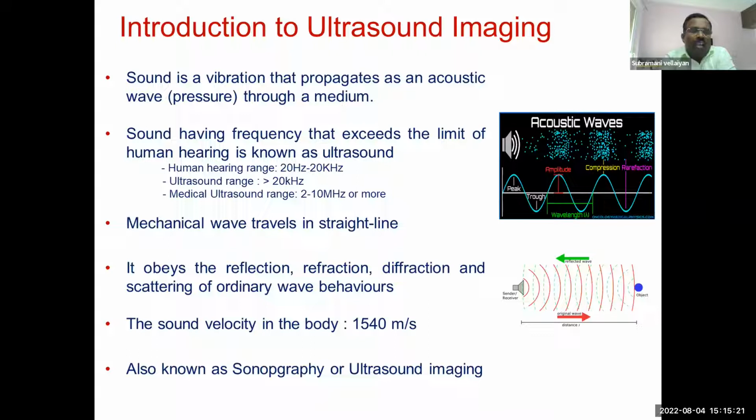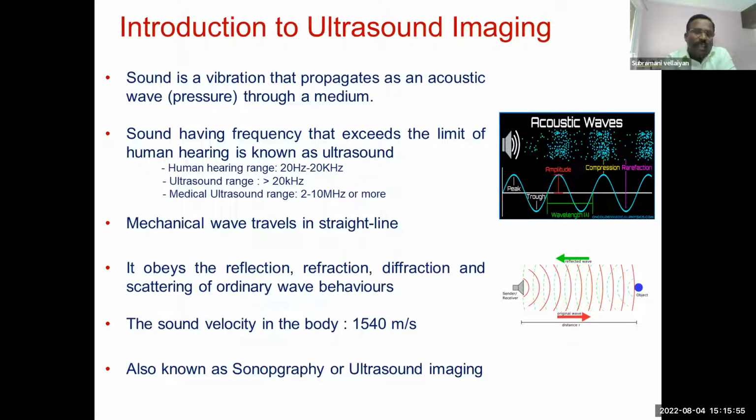Human hearing ranges from 20 hertz to 20 kilohertz. Similarly, ultrasound ranges greater than 20 kilohertz, wherein medical ultrasound ranges from 2 to 10 megahertz or more, depending upon the kind of site for which the transducer is being used. Basically, the sound wave is a mechanical wave which travels in a straight line. It obeys ordinary wave behavior such as reflection, refraction, diffraction, and scattering.